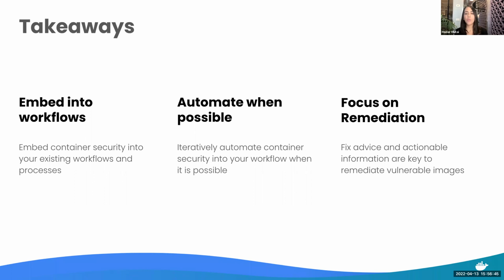Second thing is automate when possible. Automation makes it easy to deal with scale. Define rules to prevent issues from proceeding further in the software development lifecycle, like Fani introduced in the CI/CD pipeline. For example, automate the creation of fix pull requests to update images to a less vulnerable version.